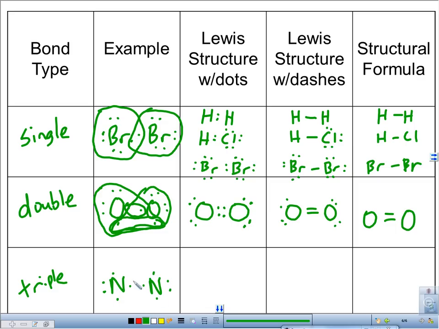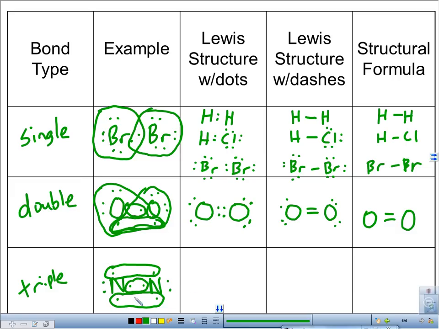And again, if it only shared 2, that would only give each of them 6. And if it only shared 4, that would give each of them 7. But if it shares 6 electrons, by sharing 6 electrons, it gives each of them 8 electrons. And I'm not going to make the big funky thing like I did with the other one because it doesn't help that much. But there's a reason for the triple bond.